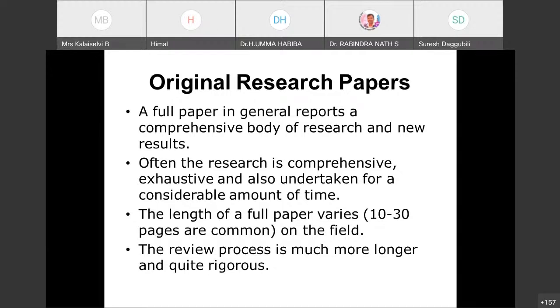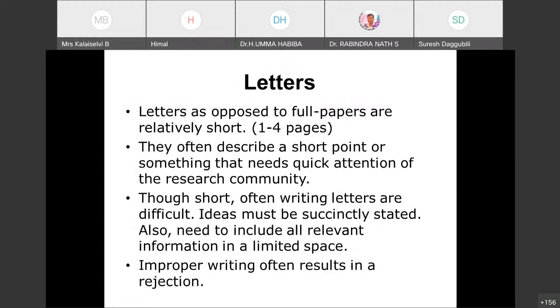Also, the review process of a full paper is much longer, and it's quite rigorous because you are reporting something very comprehensive. Then if you talk about letters or letter papers, right?